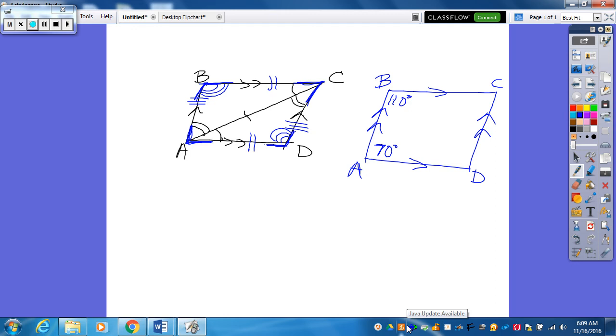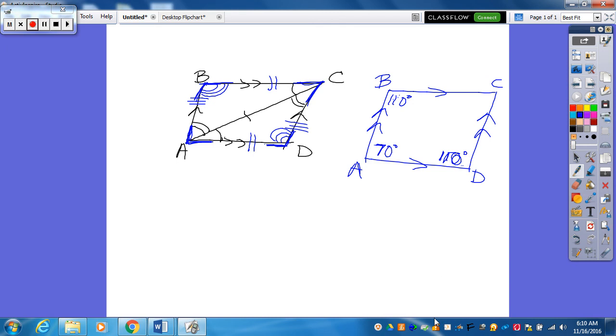Now if I continue working my way around the figure, if this angle right here is 70, what does this angle have to be? Well, since AB is parallel to CD, these two angles are going to be supplementary as well, so I have 110 degrees. Sorry for the sloppiness there. 110 degrees.